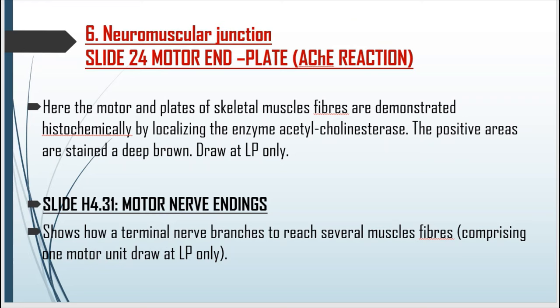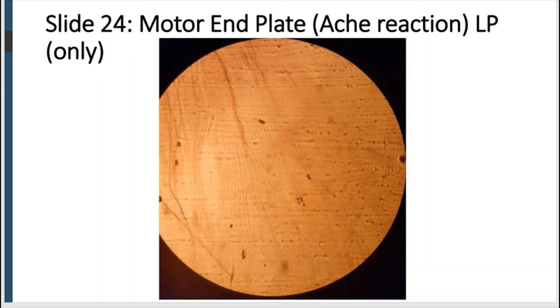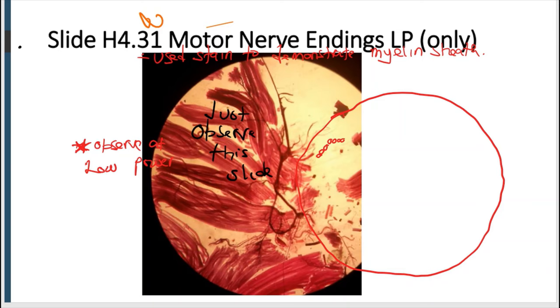Alright, now the last part. Let's look at the neuromuscular junction. The neuromuscular junction is the junction where the nerve and the muscle meet. So you draw this at low power only. So now, these are your muscle fibers. And these muscle fibers are innervated by these nerves. So this is a nerve here. These nerves are going to the muscle fibers.